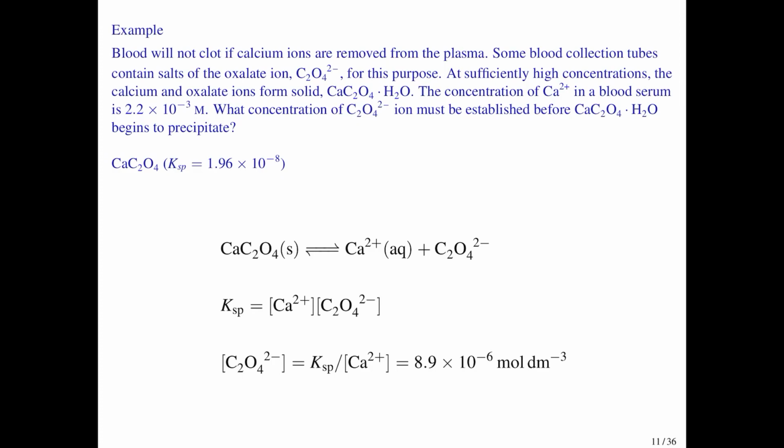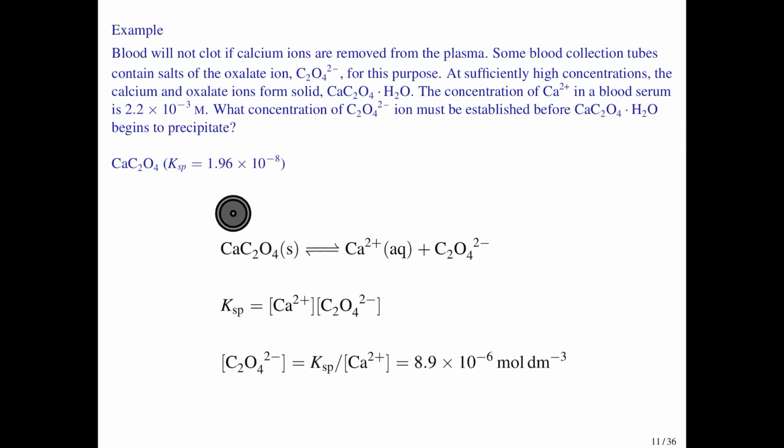And so this can be accomplished using oxalate ions. So if you add a salt containing oxalate in it, what will happen is the oxalate will form a precipitate with the calcium, pulling the calcium out of the blood, and then the solution left behind won't clot, or at least not as easily. And so if you have a sample of blood serum and the concentration of calcium ions is 2.2 times 10 to the minus 3 moles per liter, what concentration of oxalate do you need to establish in order to get the calcium oxalate to precipitate?